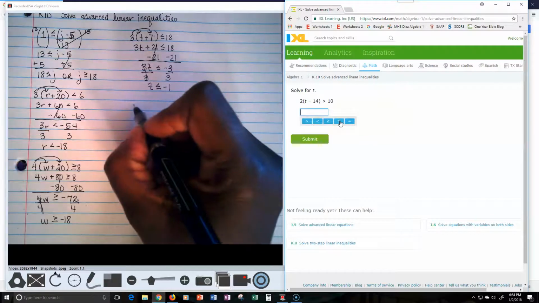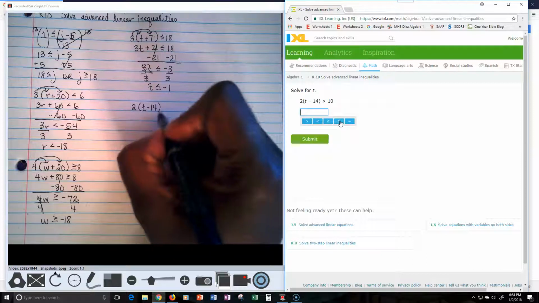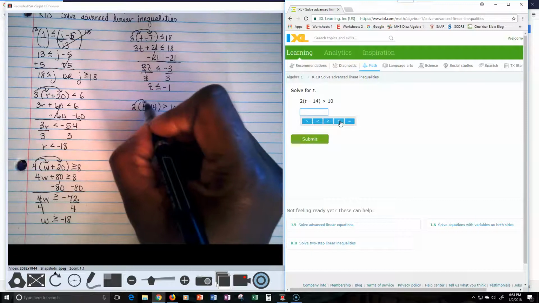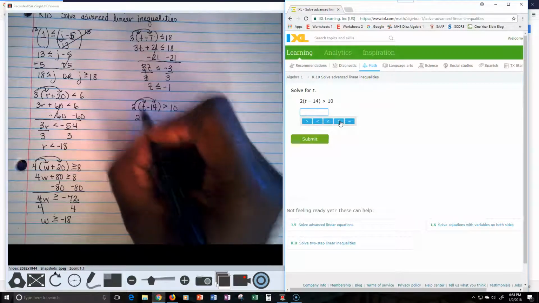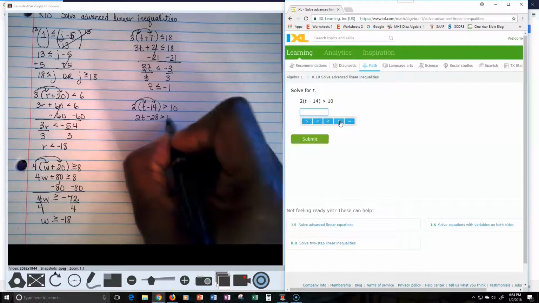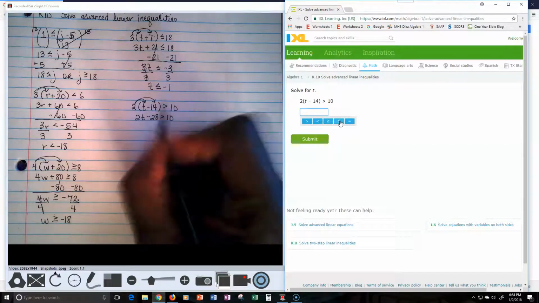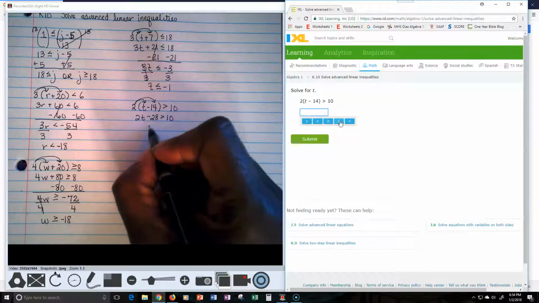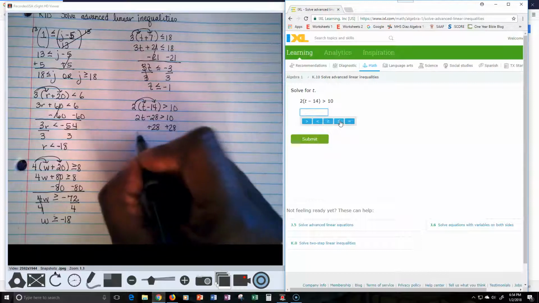Now I've got 2 multiplied by t minus 14 is greater than 10. I'm going to distribute. So I've got 2 times t is 2t. 2 times negative 14 is negative 28, which is greater than 10. Again, I want to isolate the t, so I'm going to move by opposite operations to 28. I'm going to add 28 to both sides of the inequality.